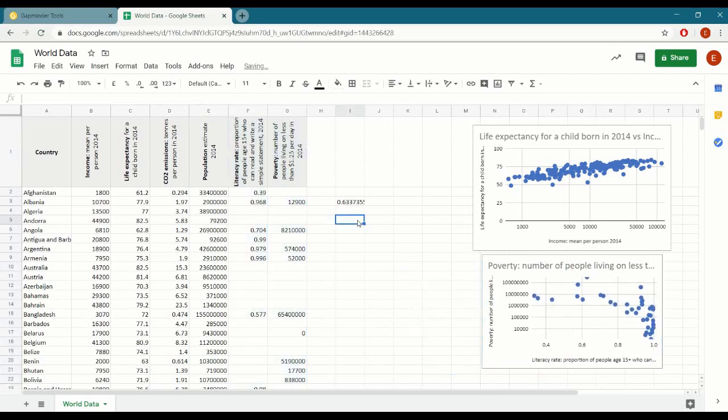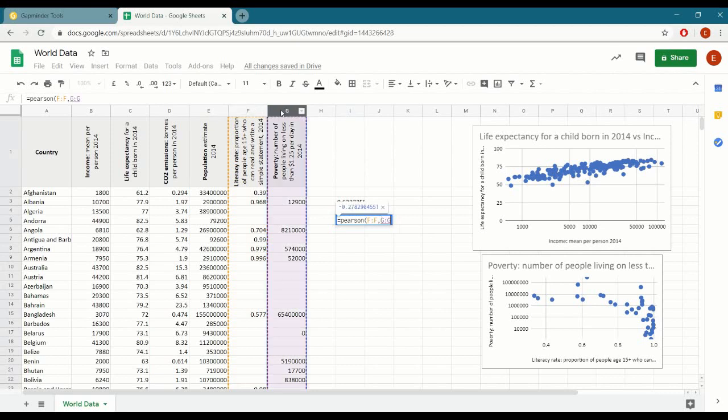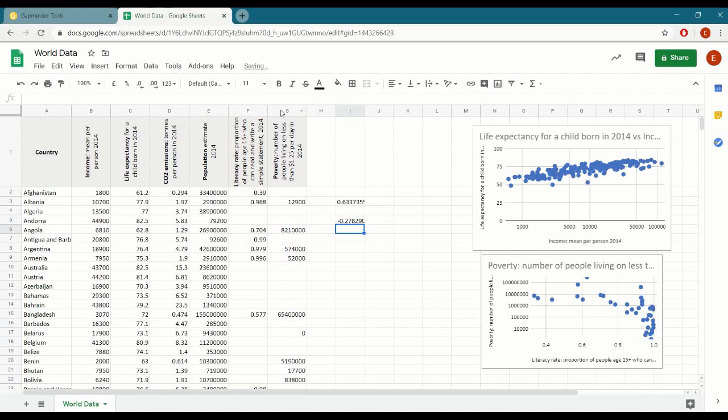So this cell down here, equals Pearson, open brackets, and what did I want? Literacy rate and poverty. So column, comma, other column, close bracket, enter. -0.278. So what that's saying is we do have negative correlation between these two.